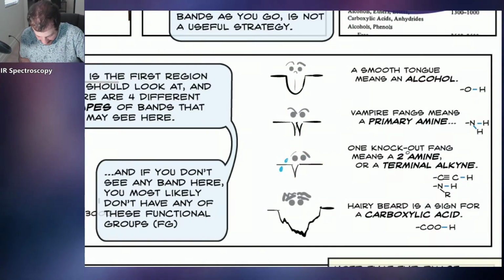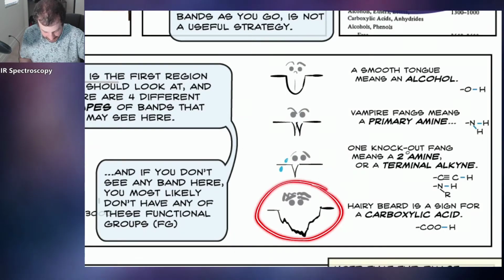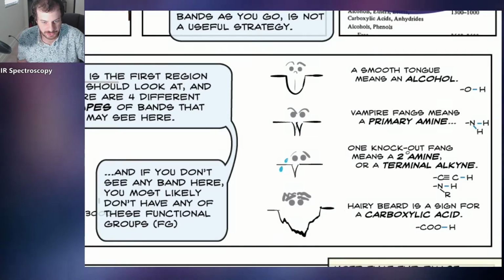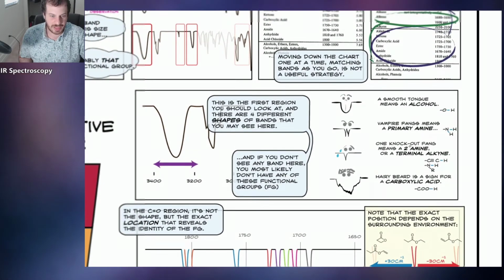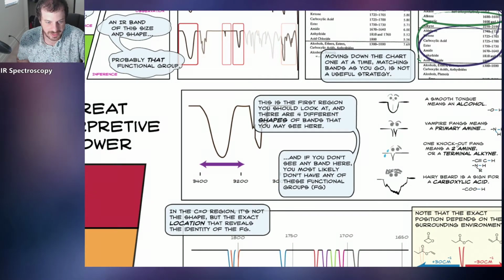You either have a secondary amine, that is a nitrogen with one hydrogen attached, or a terminal alkyne, which is an alkyne with a hydrogen attached on one side of the alkyne. And the last thing you want to look for is a hairy beard. If you see a hairy beard under your dude, then that tells you you have a carboxylic acid, which is the COOH structure, okay? So that's the most important place, and I want you to look at that region first.